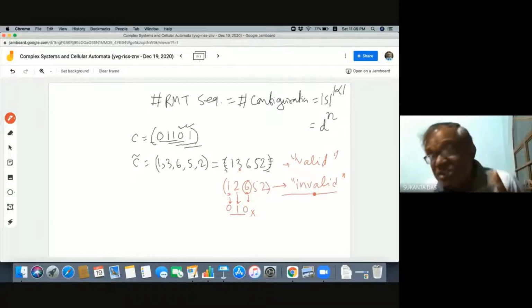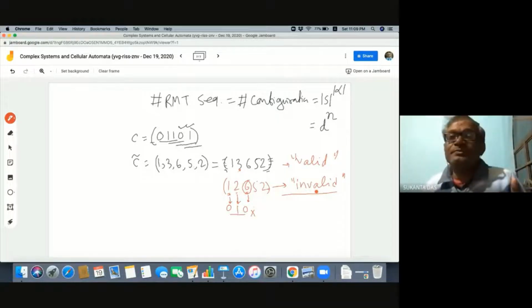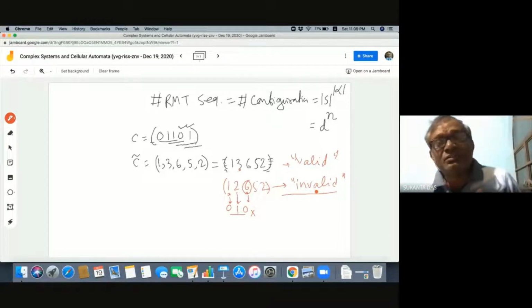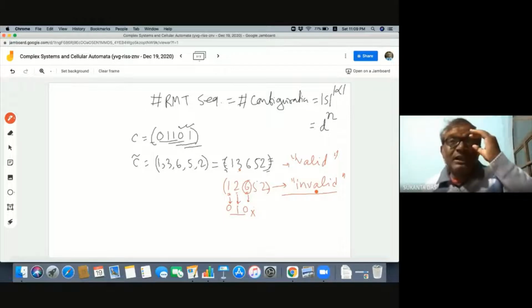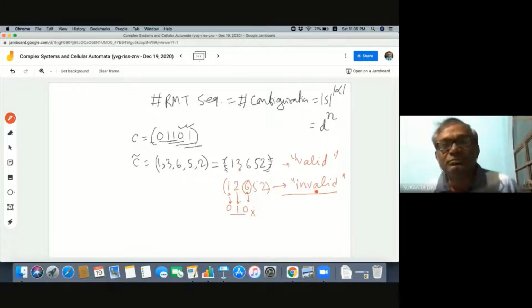In our further discussion, whenever we refer to an RMT sequence, we always refer to valid RMT sequences only. So what do we get from the discussion? We get that an arbitrary arrangement of RMTs cannot form an RMT sequence. So we have to follow some particular rule. What is the rule here?